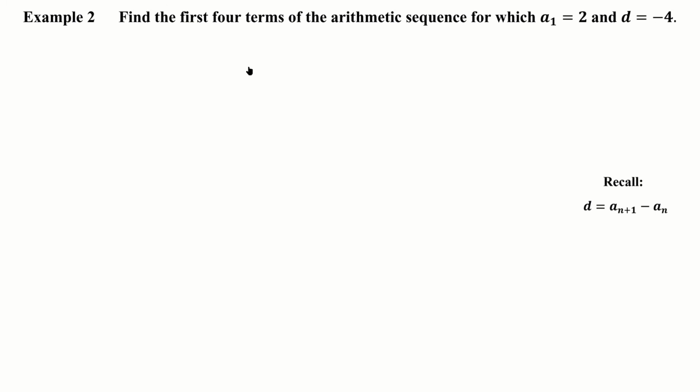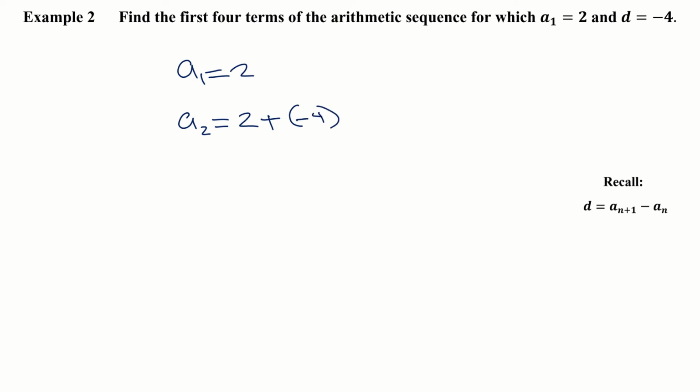Okay, for our next example, we're going to find the first 4 terms of an arithmetic sequence for which a_1, which as you know is the first term, is 2. So we start with a_1 equals 2. And we're going to use the common difference of -4. So to get my second term, I'm going to start with my first term and add to it the common difference.